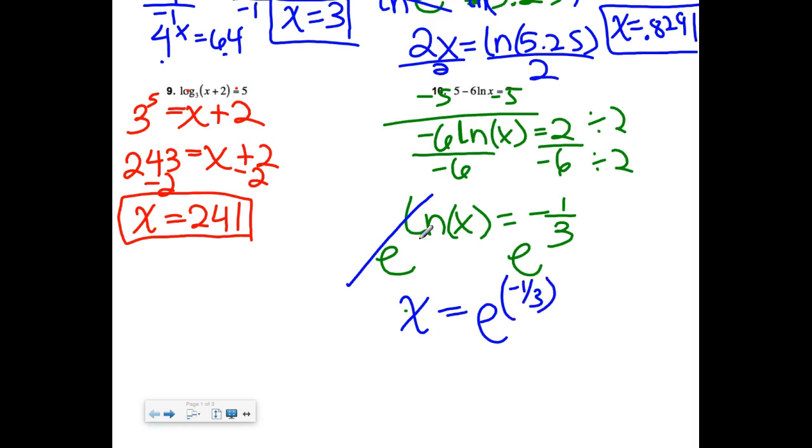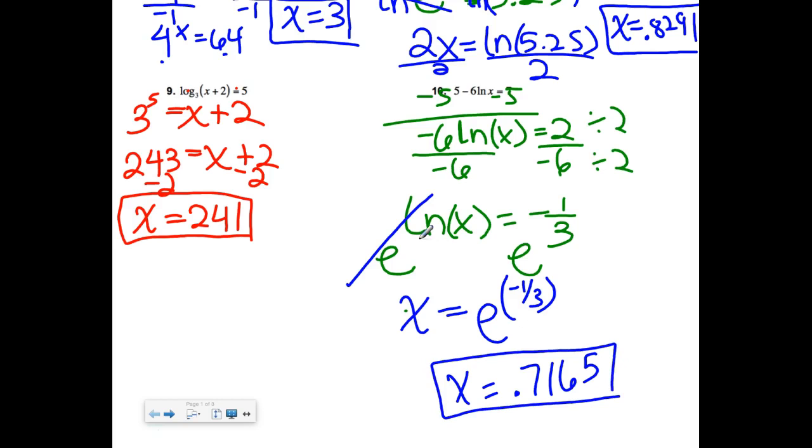So you're going to grab your calculator. You're going to hit second, the natural log button, so your LN button, and you're going to take E to the negative 1/3, put parentheses around the negative 1/3, hit enter, and then reminder, I need 4 decimal places. So we're going to have x equals 0.7165. Okay.